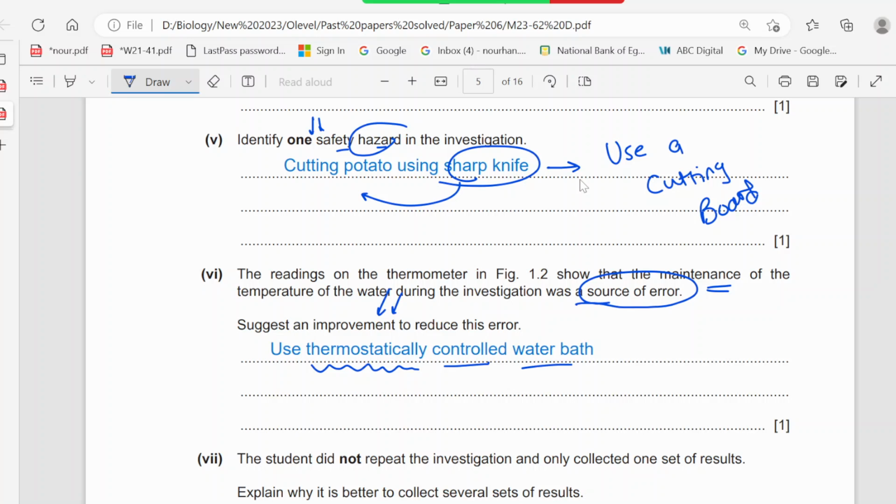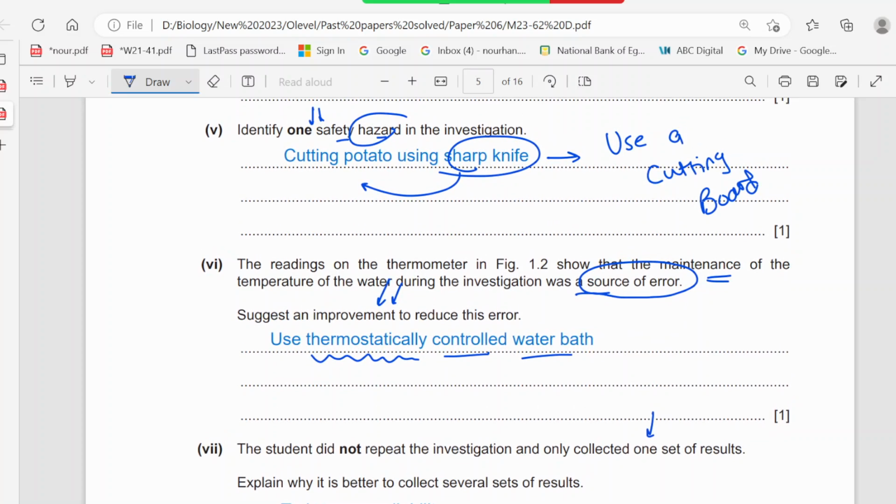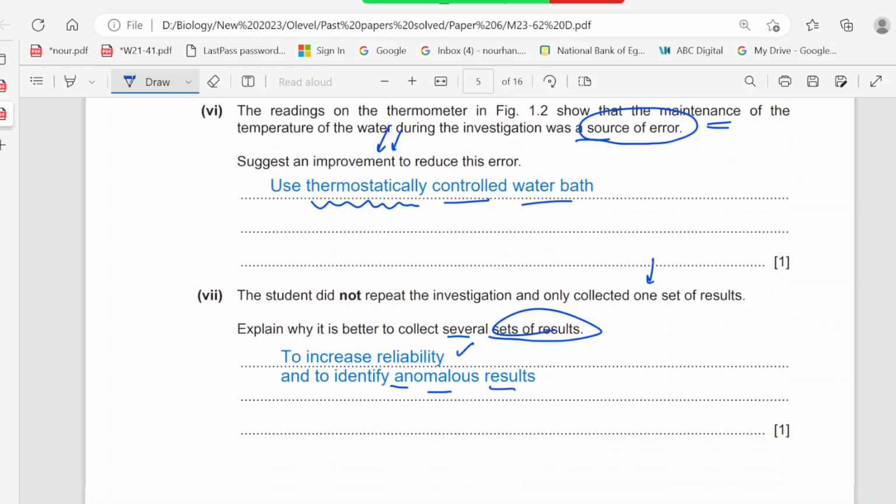The student did not repeat the investigation, only collected one set of results. Explain why it is better to collect several sets of results. What are the two reasons for repeating? Why do I repeat the experiment? Increase reliability and identify anomalous results.